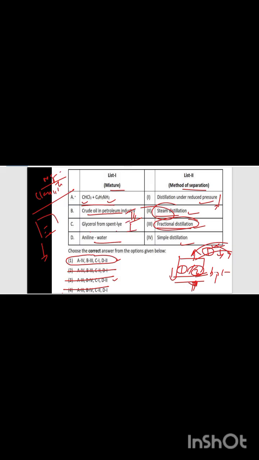And the crude oil in petroleum industry part is also written in bold form in the same chapter under fractional distillation. Aniline from water is steam distillation, as I have said. One compound is steam volatile, that is water. So in the mixture of water and aniline, if steam is passed, water gets heated up and vaporizes quickly. So aniline remains and water can be collected somewhere else.